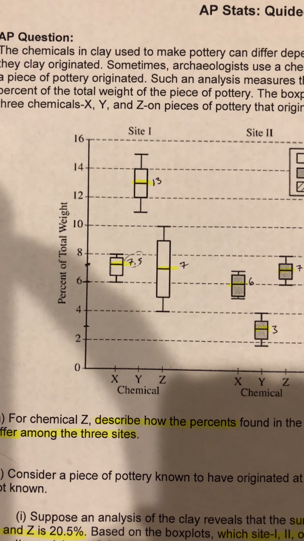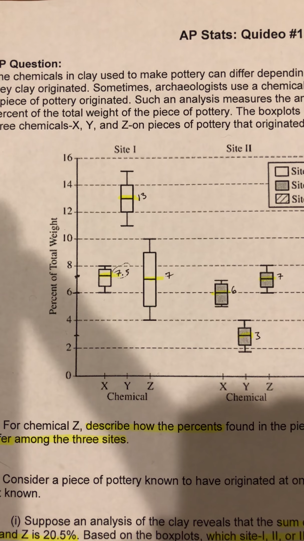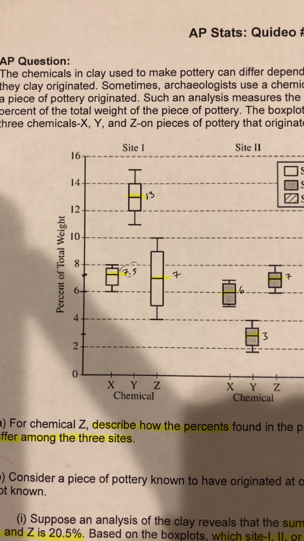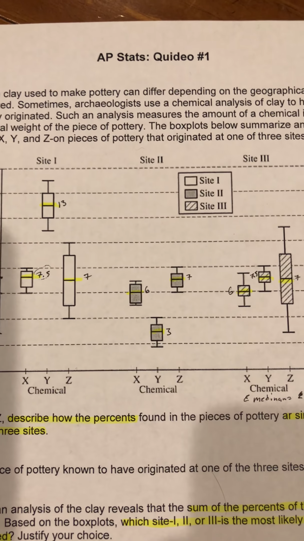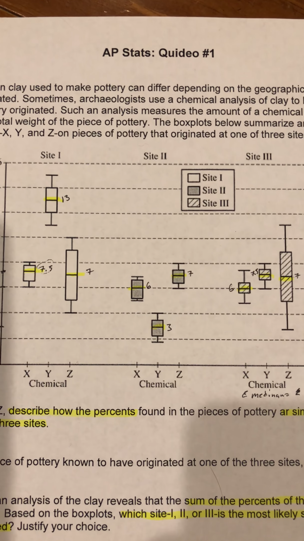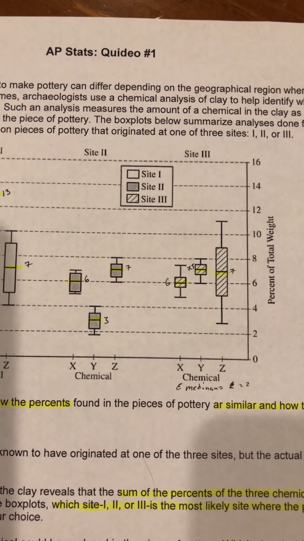So, site 1, chemical X, as we can see, has a median of about 7.5. Then we're going to look at the median of chemical X at site 2, which has a median of 6. And then again at site 3, there was also a median of 6 for chemical X.